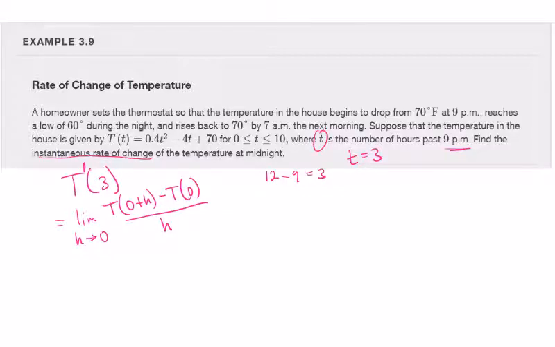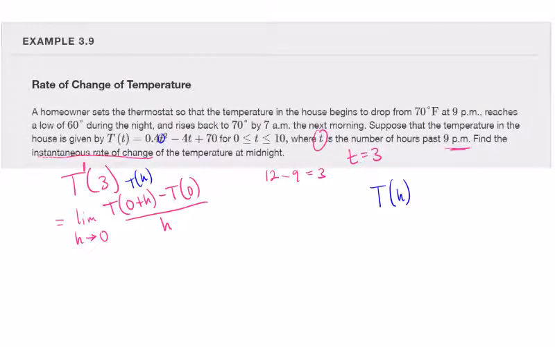The nice thing about 0 here is 0 plus h is just h, so this just turns into T of h. I just have to find T of h and T of 0, which both are pretty straightforward. T of h is going to be, if I put h in for all these t's, 0.4 h squared minus 4 times h plus 70. So I just replace the t's with h's. There's not really anything I can do to simplify, so I just leave it like that.